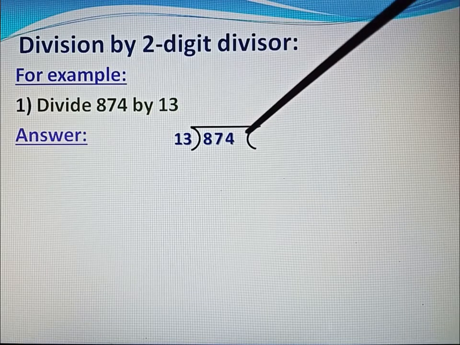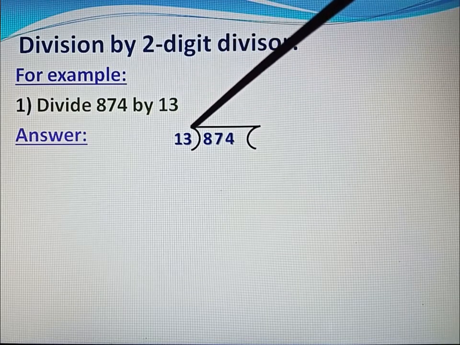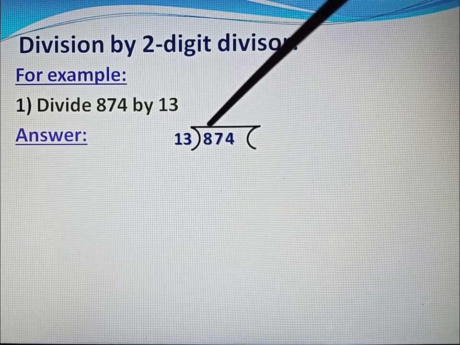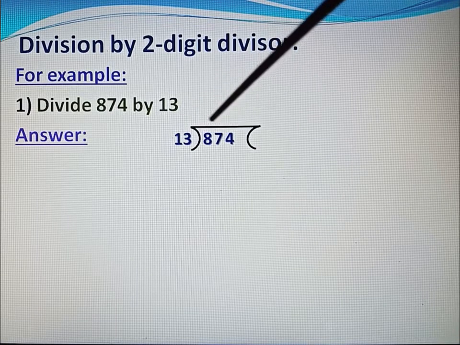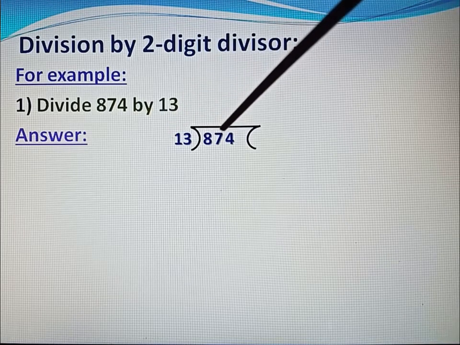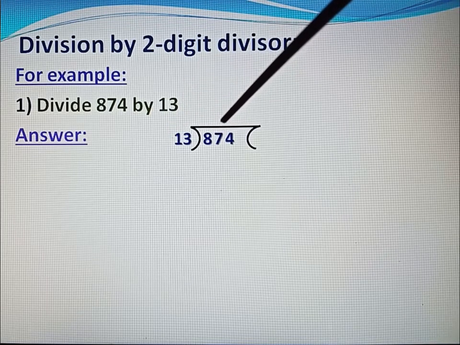874 is the dividend, so we have written it here, and 13 is the divisor, so we have written it on the left side. Now see, 13 is a 2-digit divisor, so we will take the first 2 digits in the dividend, that is 87. We will multiply 13 by a number so that it is equal to 87 or less than 87. It should not be greater than 87.